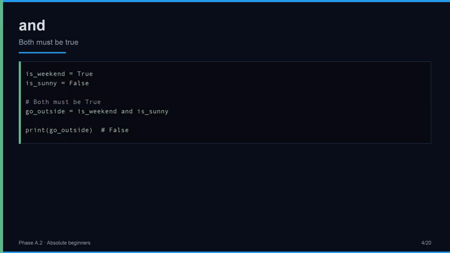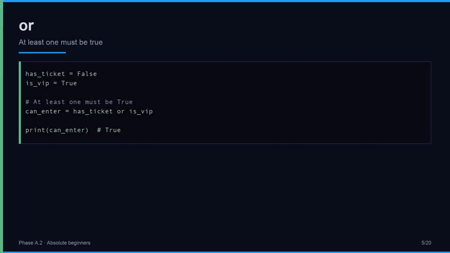The word and asks, are both of these true? Here we have a bool called is_weekend, which is true, and a bool called is_sunny, which is false. When we write is_weekend and is_sunny, Python checks both. Only if both are true does the whole thing become true. Because sunny is false here, the result is false. And is strict. It wants every part to agree. And needs both.